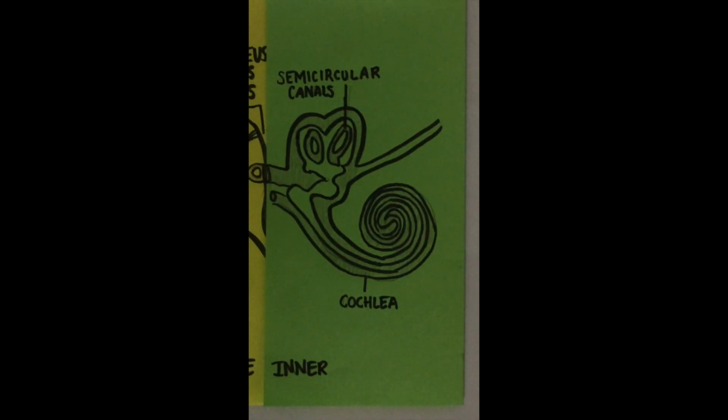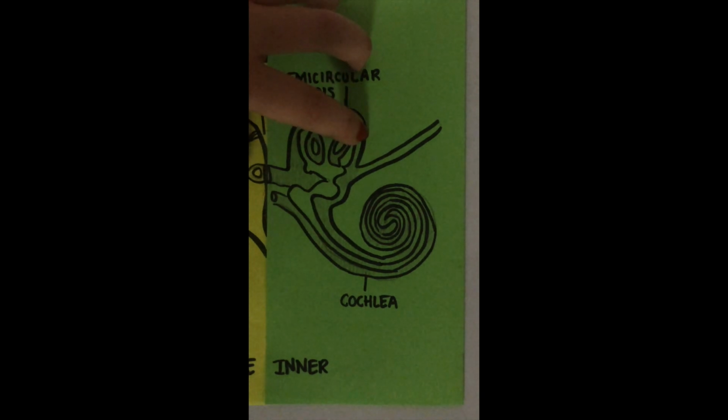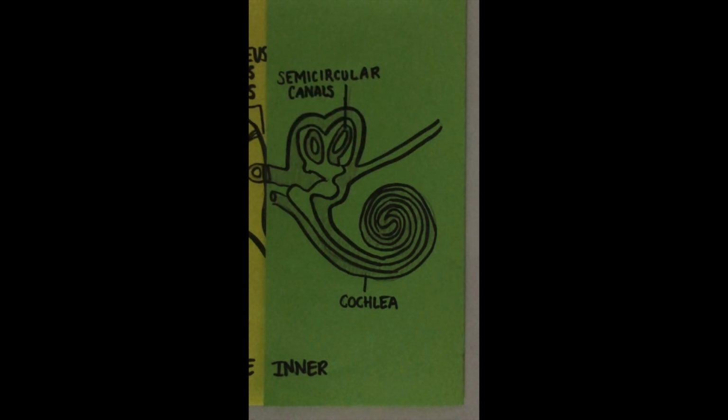The impulse is then carried via nerves to the central auditory system of the brain, which is where the vibrations are interpreted into a sound that we understand.